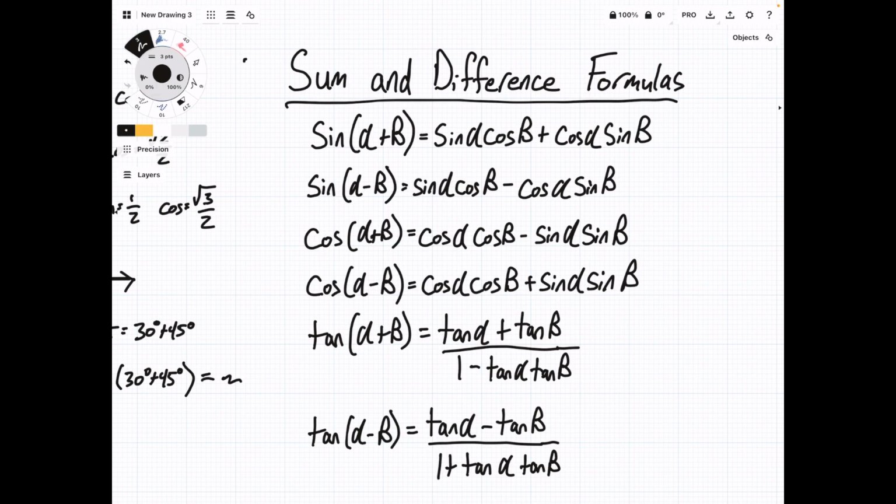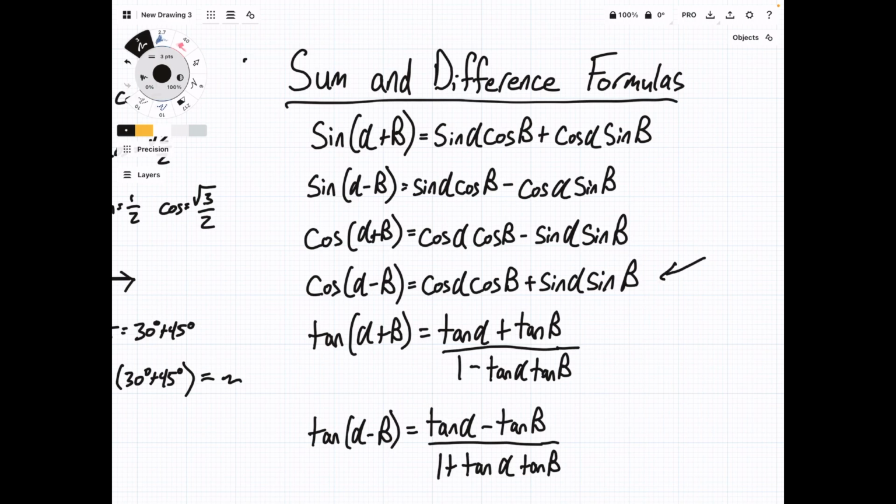We have sine of alpha plus beta equals sine of alpha times cosine of beta plus cosine of alpha times sine of beta. Then we have sine of alpha minus beta is sine of alpha times cosine of beta minus cosine of alpha times sine of beta. Then we have cosine of alpha plus beta equals cosine of alpha times cosine of beta minus the sine of alpha times the sine of beta.